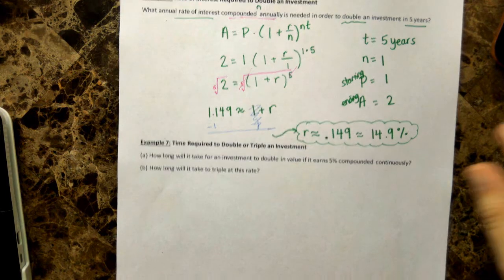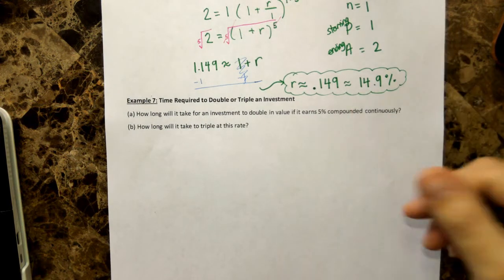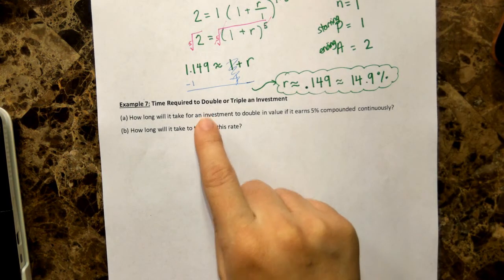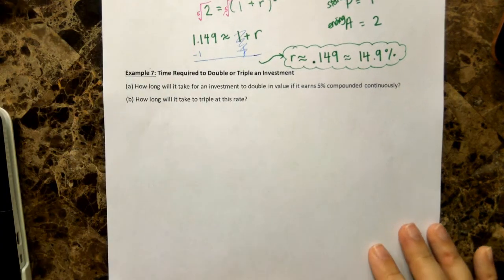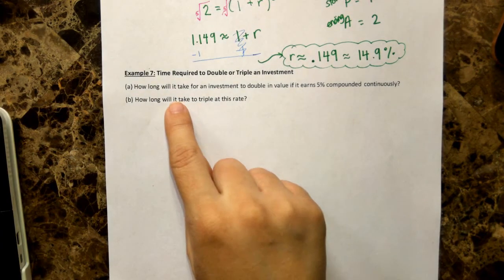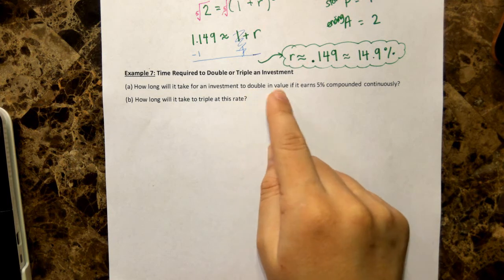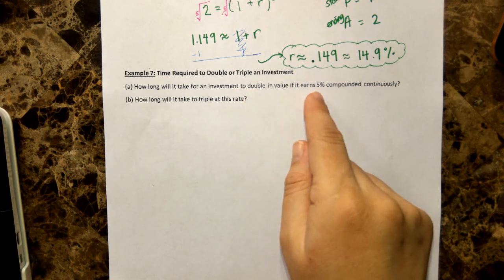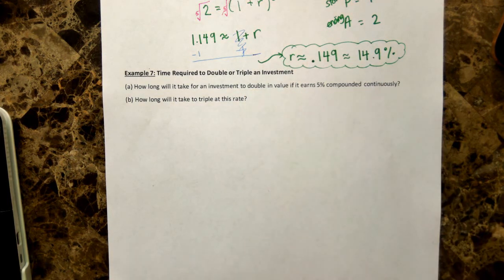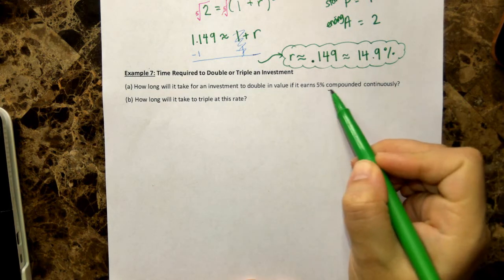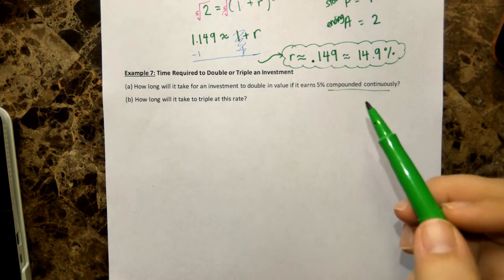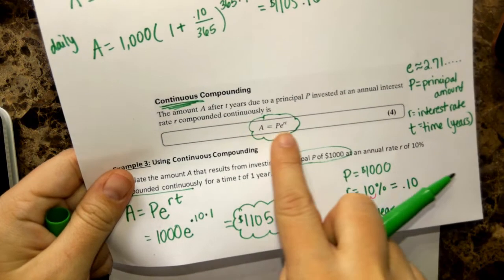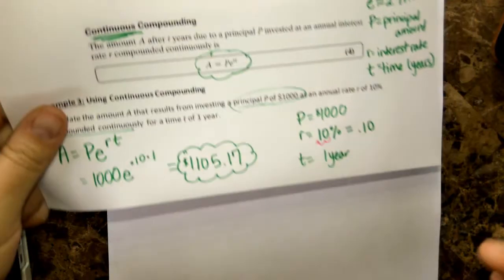All right, and last example, it's very similar to the one we just did. I'll just do part A of it, and I'll leave you to do part B if you'd like to try to get more practice with it. But part A says, how long will it take an investment to double in value if it earns 5% compounded continuously? Remember, keyword, anytime you see compounded continuously, you automatically know that you're going to be using the continuously compounding formula, which is A equals PE to the RT power.